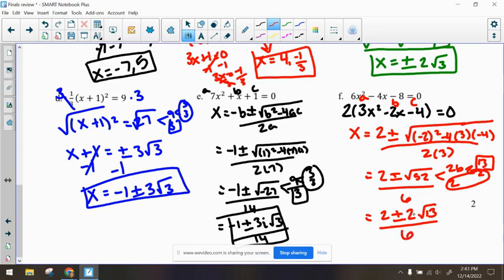This one, the 2, 2, and 6 all have something in common. So my final answer is 1 plus or minus root 13 over 3. All three of those values were divisible by 2.